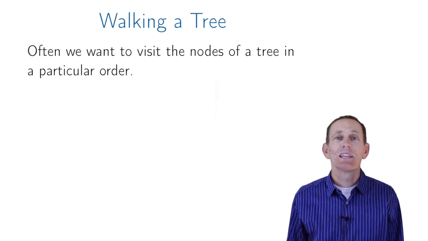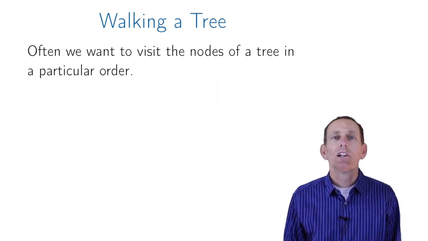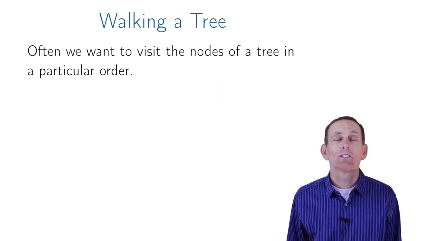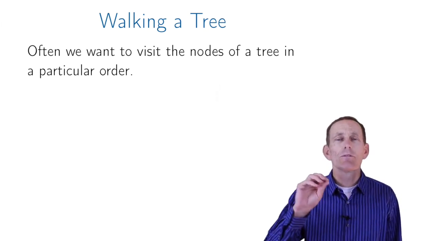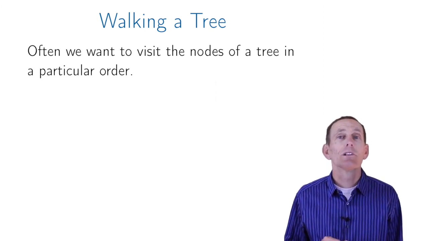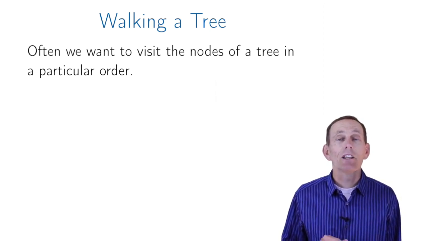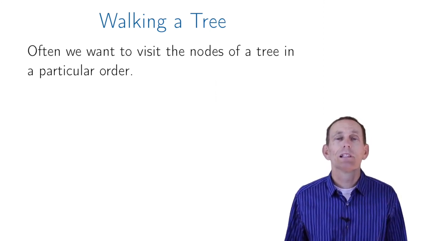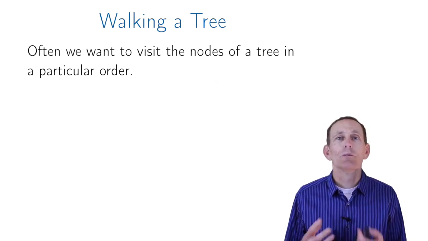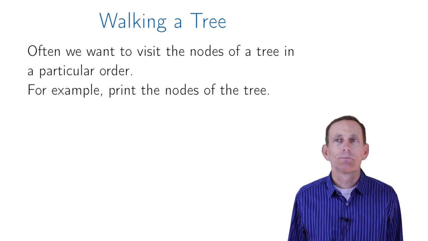In this video, we're going to continue talking about trees, and in particular, look at walking a tree or visiting the elements of a tree, or traversing the elements of a tree. So often we want to go through the nodes of a tree in a particular order. We talked earlier when we were looking at the syntax tree of an expression, how we could evaluate the expression by working our way up from the leaves. So that'd be one way of walking through a tree in a particular order so we could evaluate.